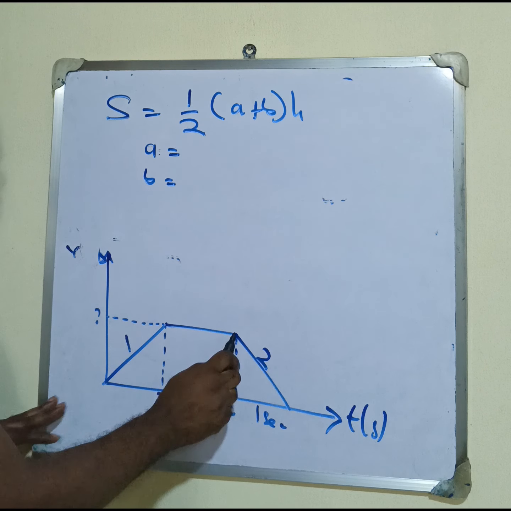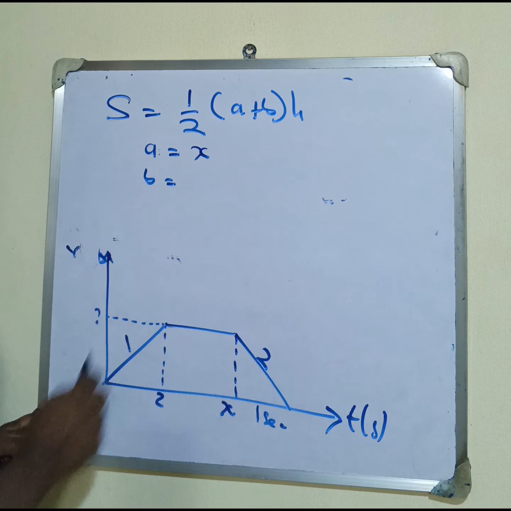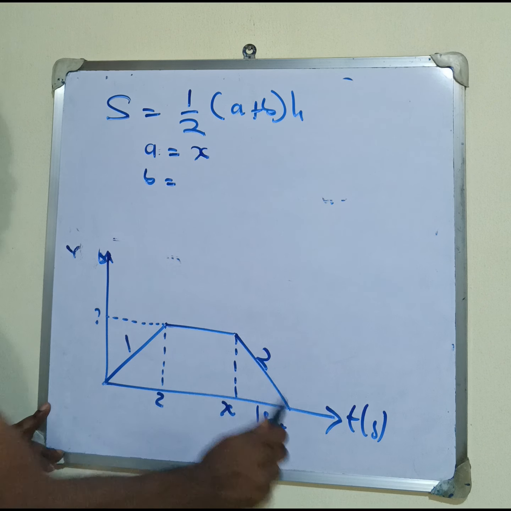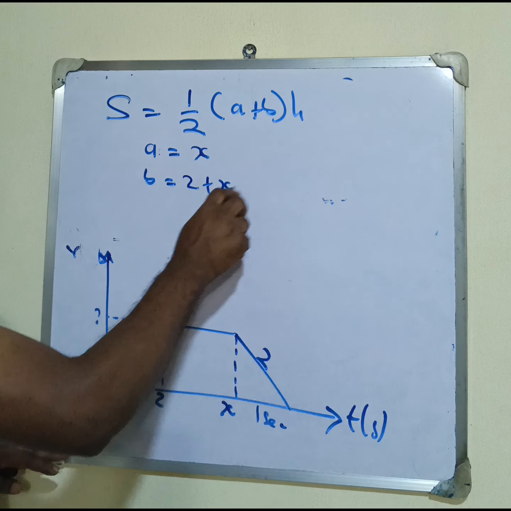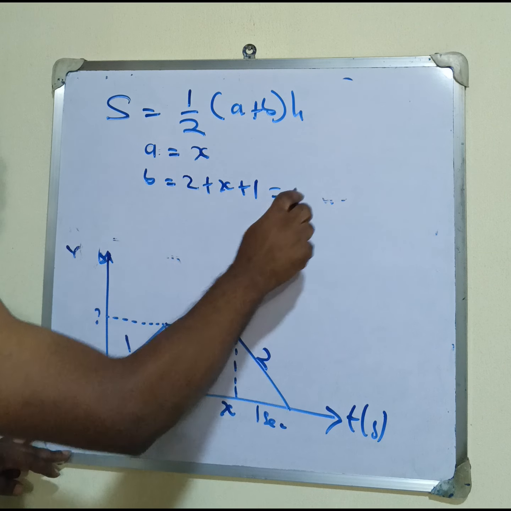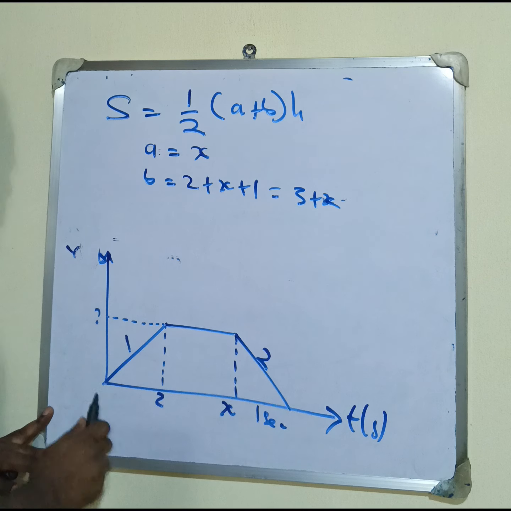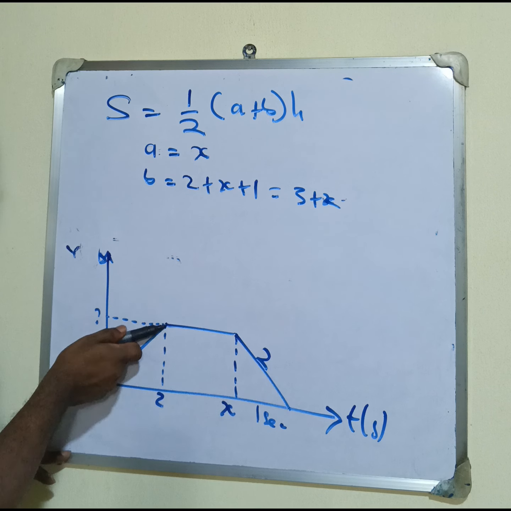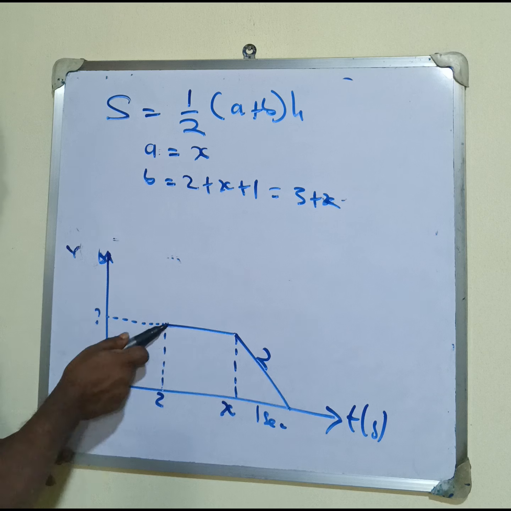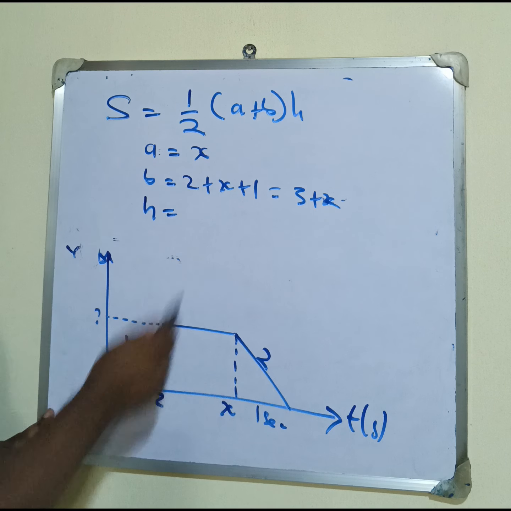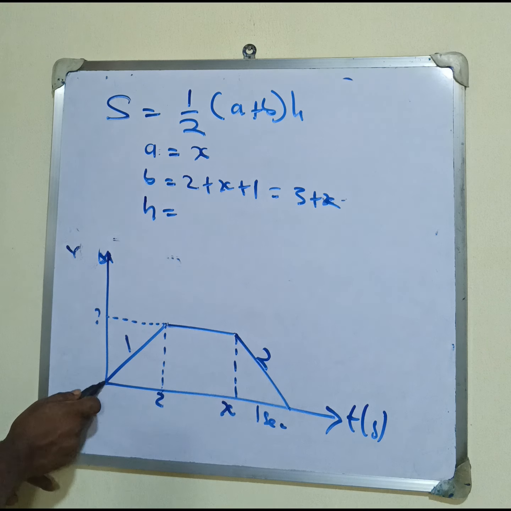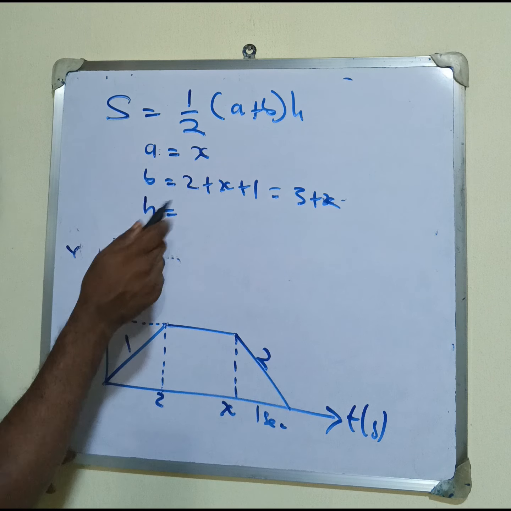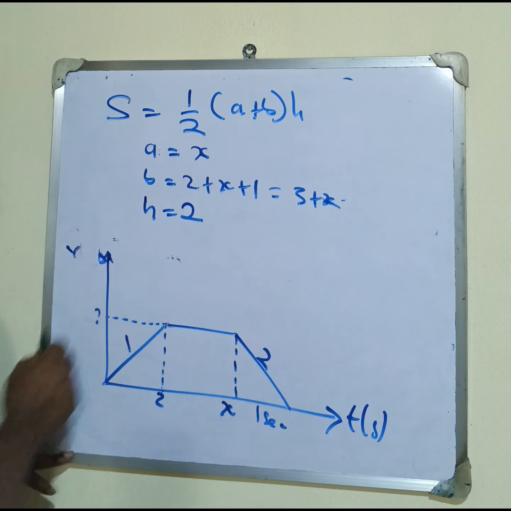From here to here is our A, which we call the X. Then from here to here, the second parallel side is our B. It's going to be 2 plus X plus 1. So we have a 3 plus X from here to here. Then the distance separating the two parallel sides, that is the height, H. It's a vertical line. Then we come to the vertical axis. The velocity we got here was 2. Then that is our height.